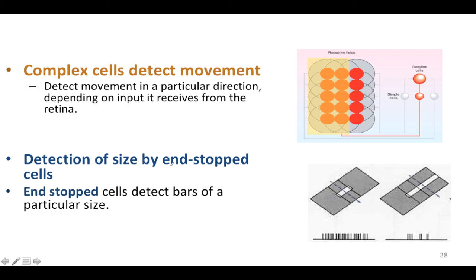And then the end-stop cells are the ones that detect size, and we can see how they would work here. If the object fits within a small section of its receptive field, it's going to fire a lot. But if the object is bigger than that, it won't fire as much. In other words, it's going to detect an object of a particular size.